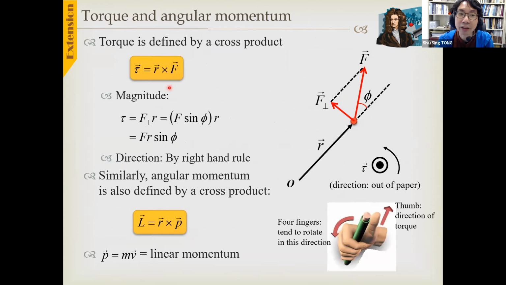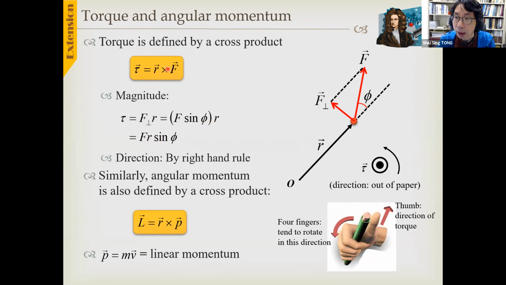And similarly, we can define the torque using a cross product. It is like this. If the particle is here, we apply a force in this direction. It makes an angle phi with the radial direction. Then we resolve the perpendicular component of the force, which I call F perp. F perp times r is the torque, by definition. But F perp in this case is F sine phi, and F sine phi multiplied by r is F r sine phi. That is the magnitude of the torque.